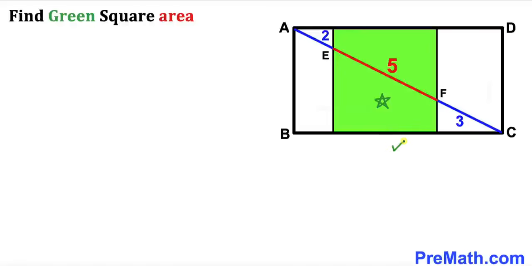In this video, we have this green square fully confined in a rectangle ABCD, as you can see in this diagram. Moreover, we have the diagonal AC of this rectangle, such that segment AE is 2 units, segment EF is 5 units, and finally segment CF is 3 units. In other words, the whole diagonal AC is 10 units. Our task is to calculate the area of this green shaded square.